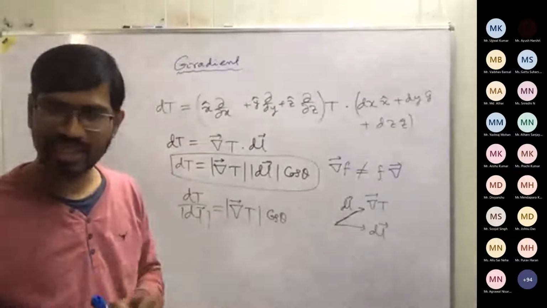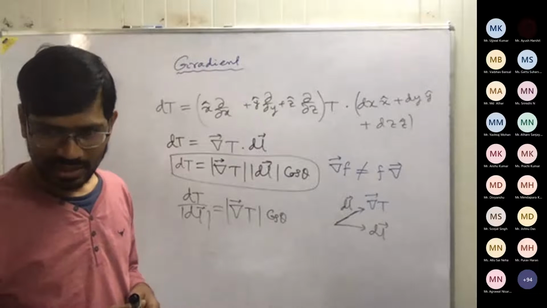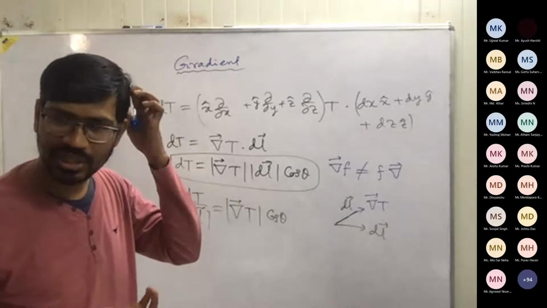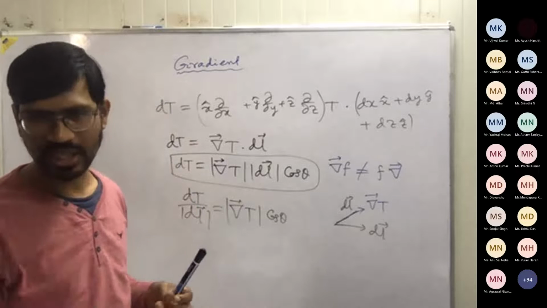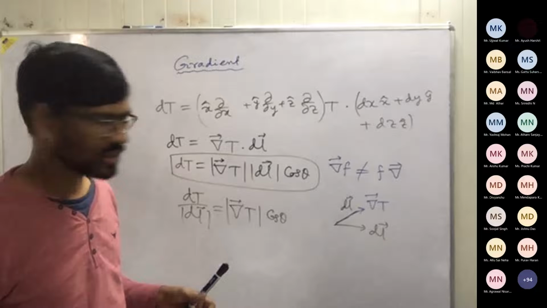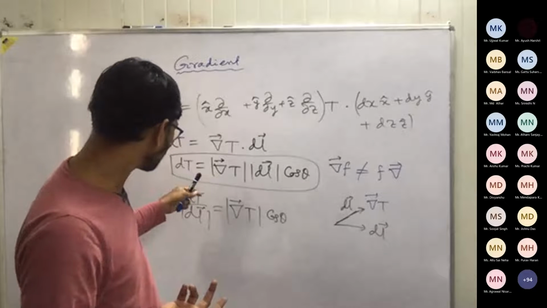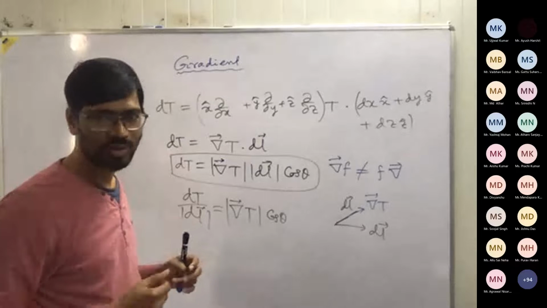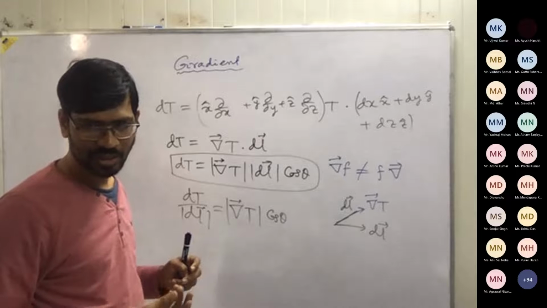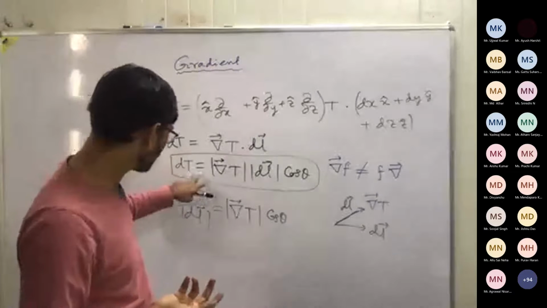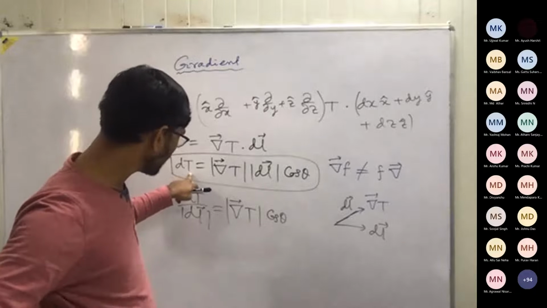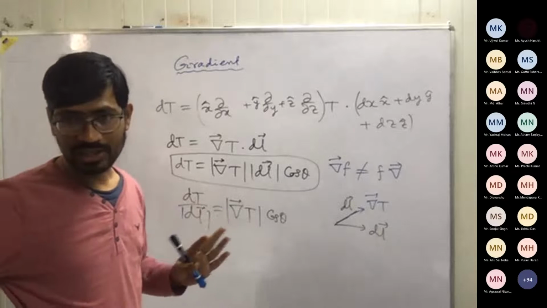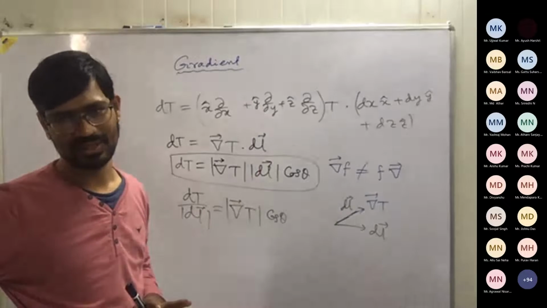So the physical interpretation of the gradient: of course, any vector has magnitude and direction. The magnitude of the gradient gives the rate of change of this function T, which can be an increase or a decrease. It is basically the local slope. And the direction is the one in which the maximum change occurs.